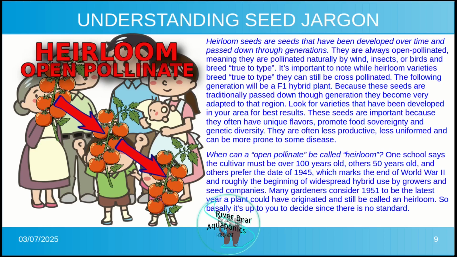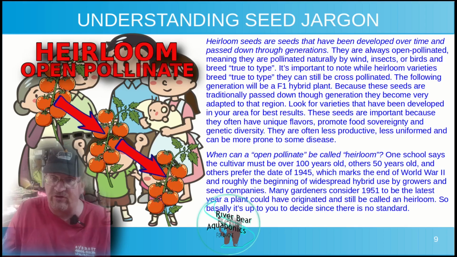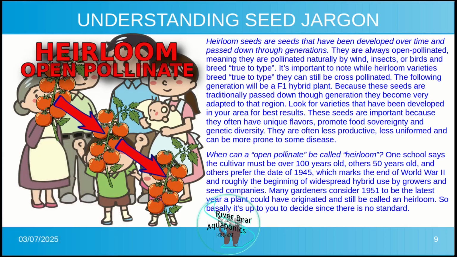So when can you call an open pollinated plant an heirloom? Well, one school of thought says it has to be over 100 years old. Other people say 50 years old. Others say it must predate 1945, which marks the end of World War II and when we started using a lot more hybrid seeds. Some gardeners say, well, 1951. Basically, what that means is there's no standard to what an actual heirloom is. There is no standard. Open pollinated and heirloom are the same, but they're not the same.